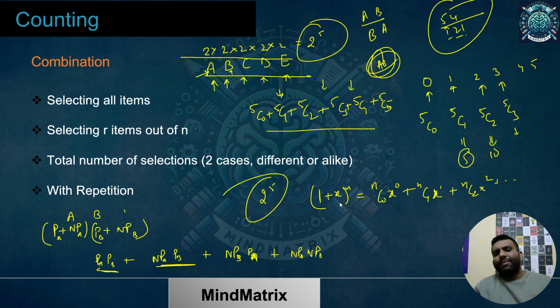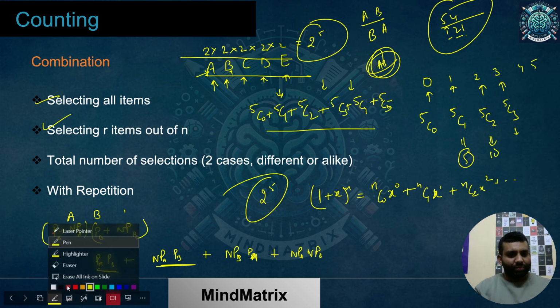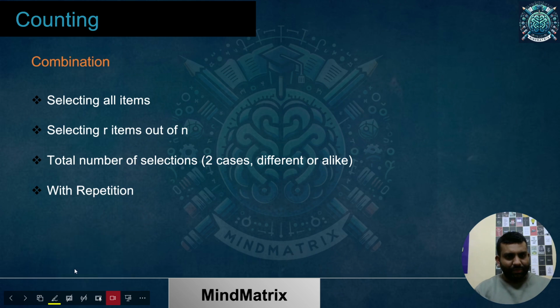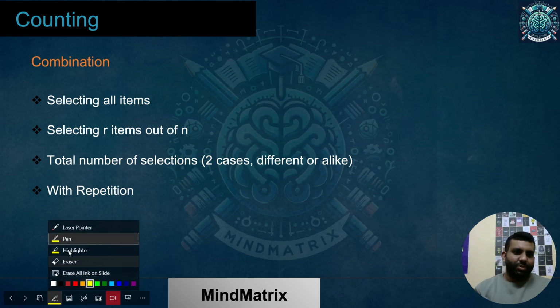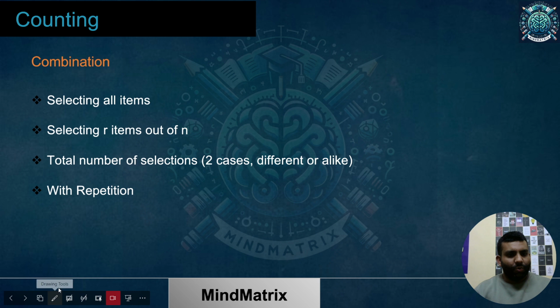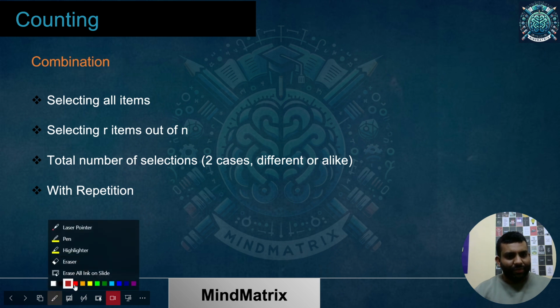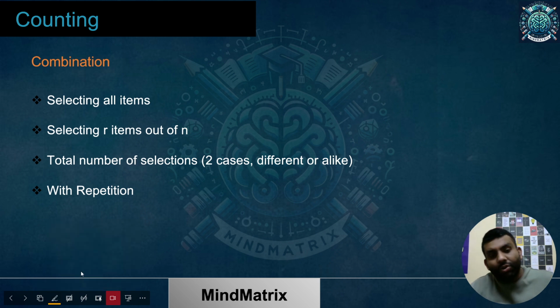There could be A plus B as well, which we'll look at further as a series or a formula to learn about. So these were the two cases we have discussed right now. Now let's talk about the third case. It is being told that we are having the total number of selections in case we have different or alike objects. Let me show you this.